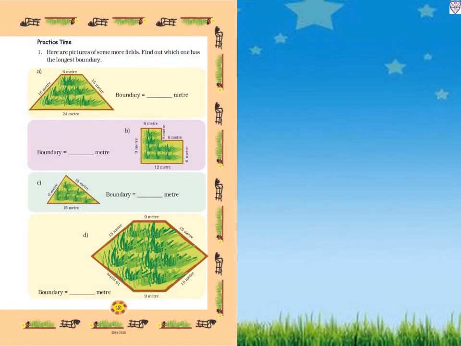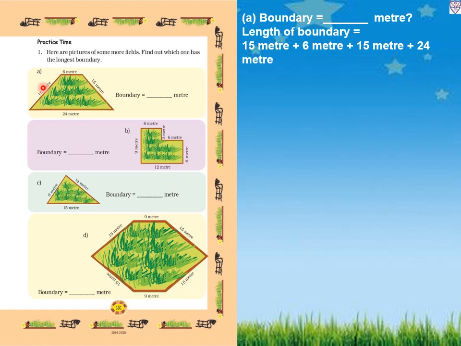Page number 151. Practice time number 1. Here are pictures of some more fields. Find out which one has the longest boundary. So how will we find out? We will add all the lengths of the sides of the figure. Okay, so number 1A. Boundary equals dash meter.